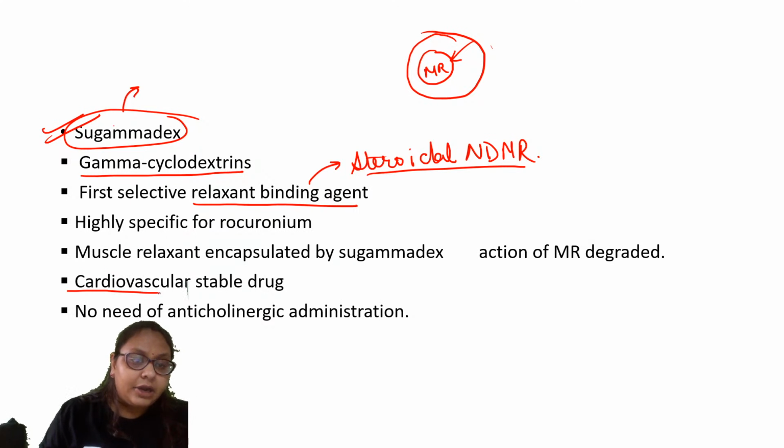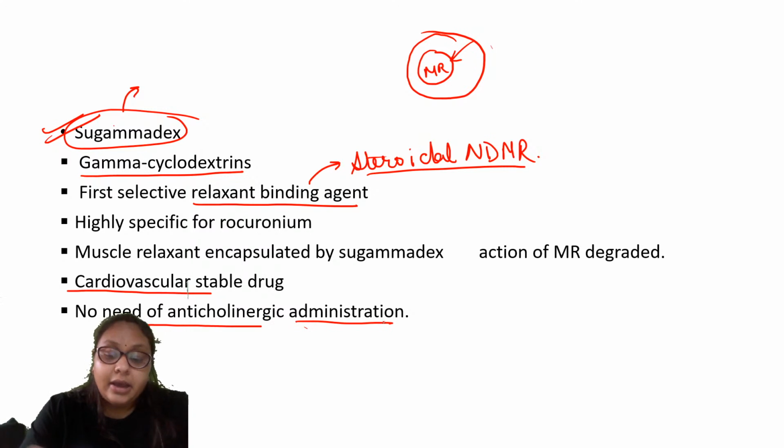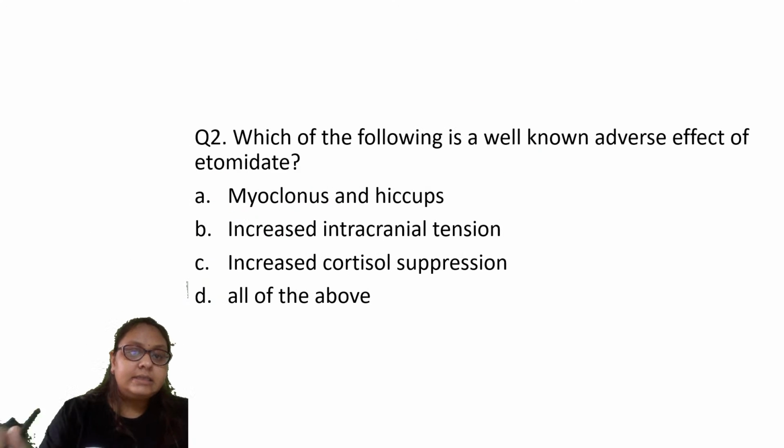Remember it is cardiovascularly safe, and there is no need of anticholinergic administration because, as seen with neostigmine, we need atropine or glycopyrrolate also. With sugamadex, there is no need of anticholinergic administration. So the answer for this is sugamadex. Is it clear?